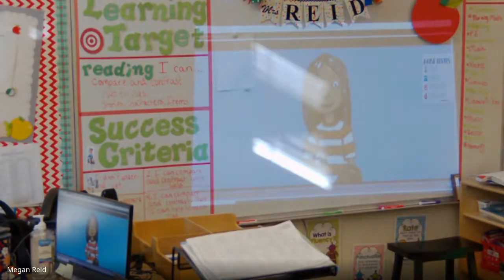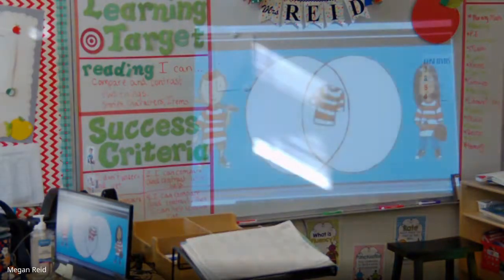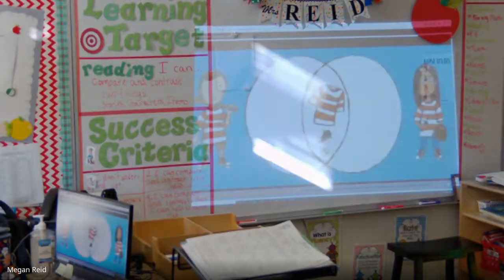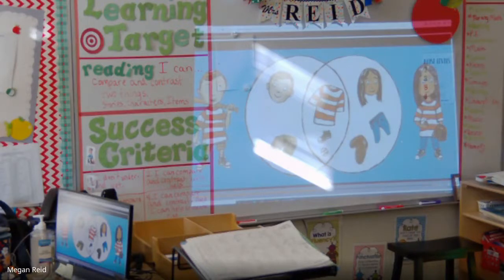How are we alike? We both have striped shirts. We both have baseballs. We are both wearing sneakers. How are we different? I am a girl. You are a boy. You are wearing pants and I am in shorts. You are wearing a baseball mitt, and I am holding a baseball bat.